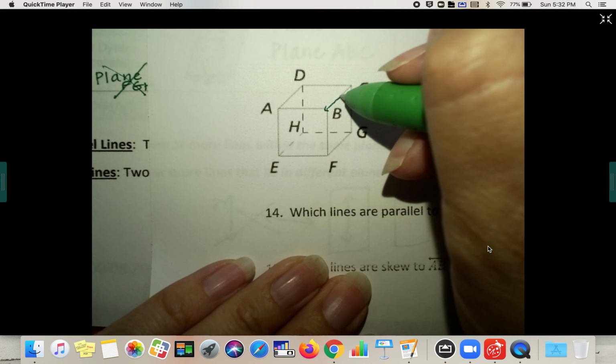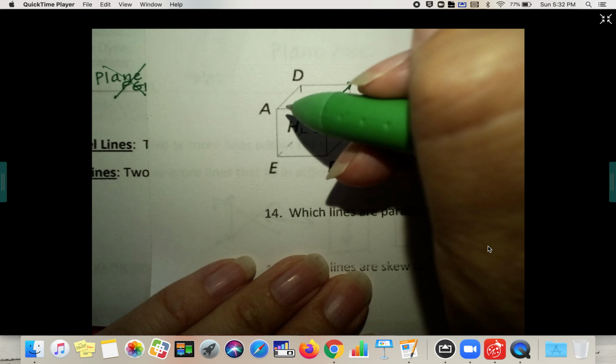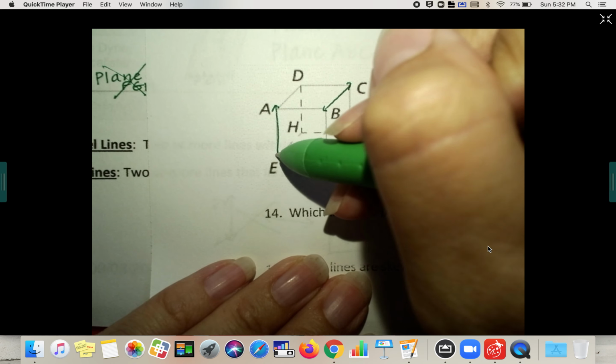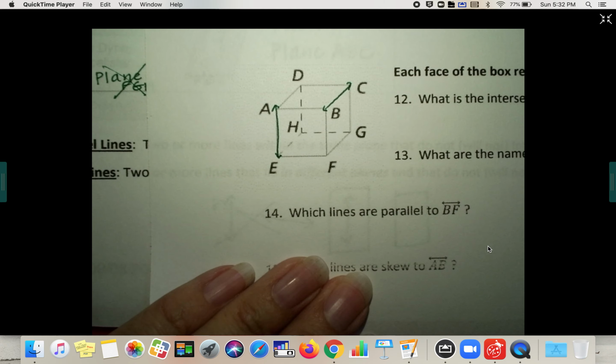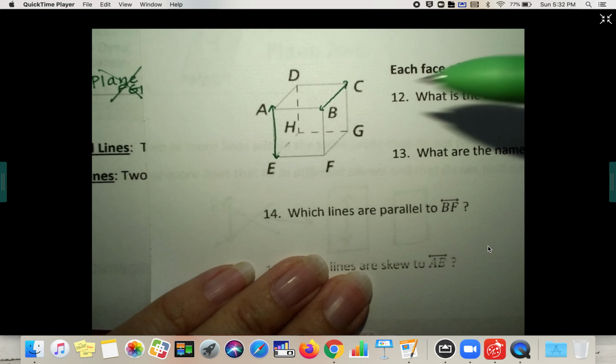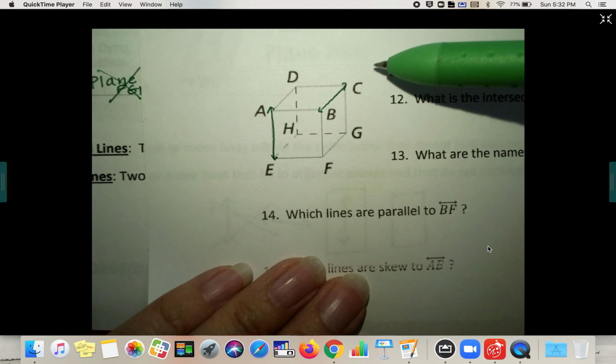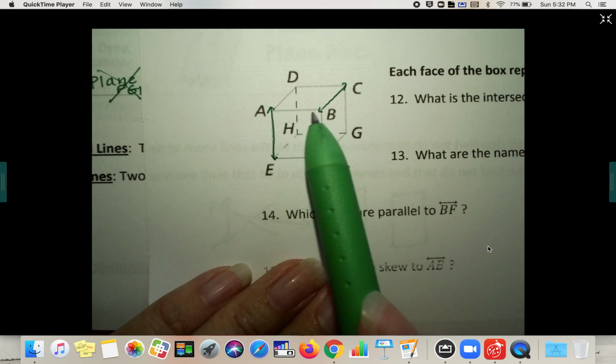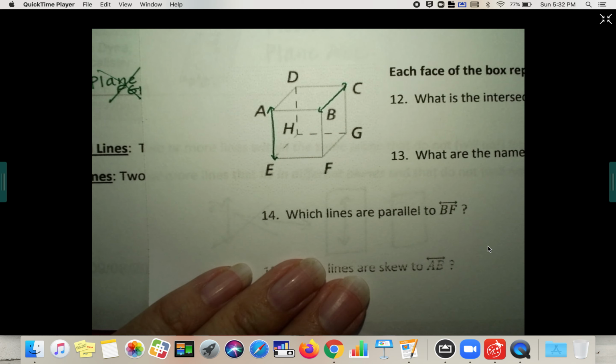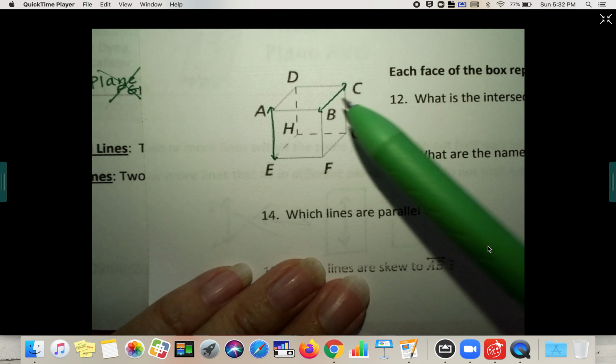This line would be skew with this line because they will never intersect. See how you can see it better three-dimensionally here. This one is going to go up and down forever, and this one goes left and right forever, but they're in two separate planes, so therefore they will also never intersect. I hope that makes sense. These two lines would be called skew.